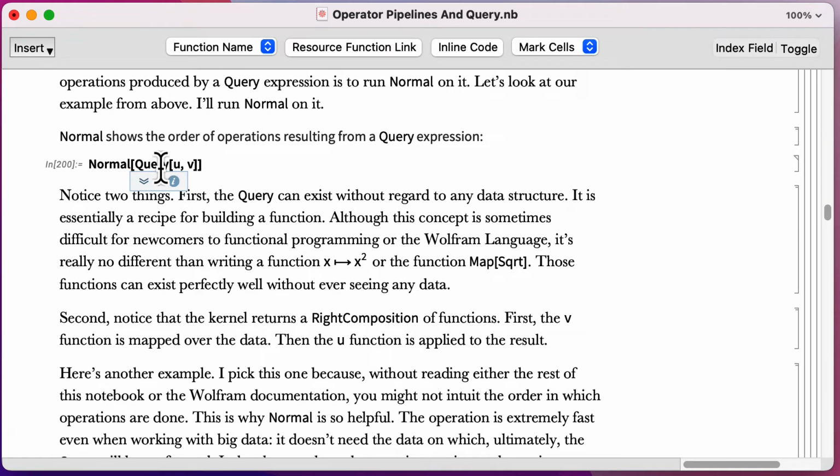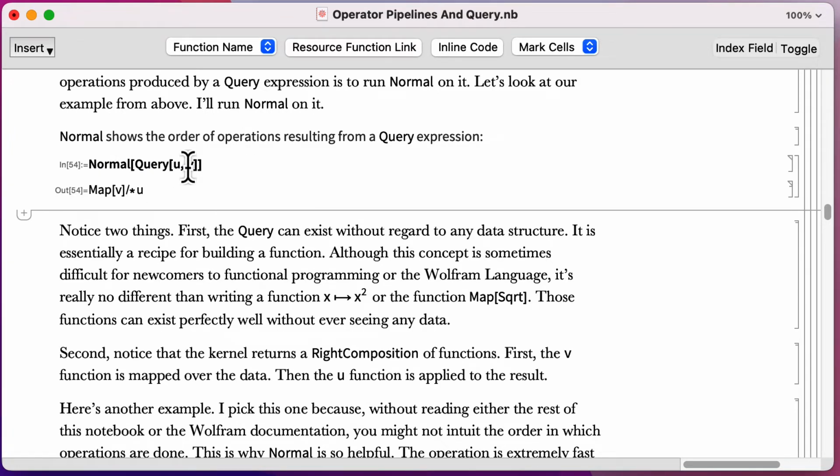So here again, I'm going to Query. U is the first argument, V is the second argument. Let's take the Normal form of that. You'll see that what it's going to do is map V, and then it's going to take U of that. So one thing to realize is that Query doesn't need any data. There's absolutely no data here. There's just functions. And just as you can have a function in Wolfram Language, like take something and square it, or take the sine of something, without having any argument to which to apply it, so too with Query.